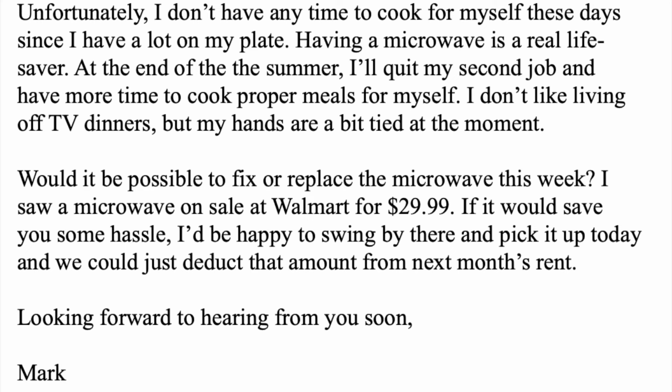If it would save you some hassle, right? Instead of him going and picking up the new microwave, you're offering to do it yourself. You're saying, if it would save you some hassle, I'd be happy to swing by there. Swing by means to go there. If you're going somewhere, you can swing by and stop. It means to stop or to go somewhere, right? If you're driving and you swing by McDonald's or something to grab a bite to eat. A bite to eat means some food, right?